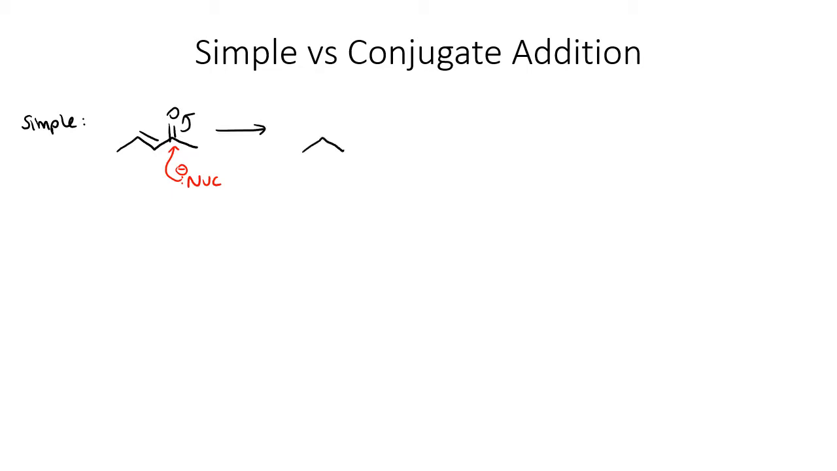And we've seen this type of mechanism several times before. Now we've added the nucleophile to the molecule. At this point, we can treat it with a proton source to turn it into an alcohol. And again, the double bond did not move at any point. So this is our simple addition product.